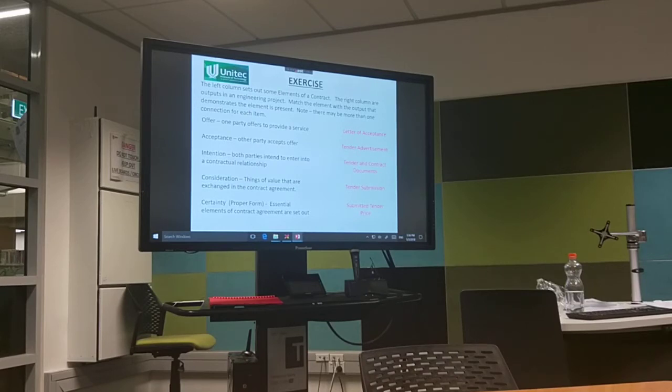One thing. So he's building a road. What is the thing that he's providing? A road, yeah. And what is the principal providing to the contractor? Money. A road for money. So they're both getting things of value from the agreement. Certainty, essential elements of the contract are set out.